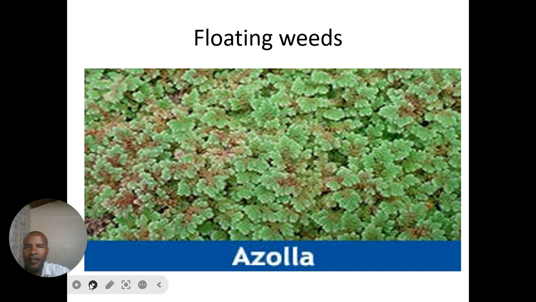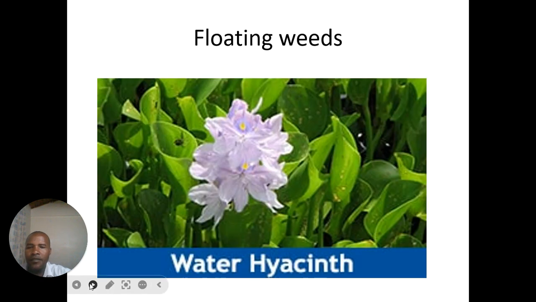Then we have azolla. Those are the floating weeds. They are just found on the surface of the water. Then we have the water hyacinth. There are also types of floating weeds. They are found on the water surface. Especially they have become a menace in Lake Victoria, as well as in our fish ponds.